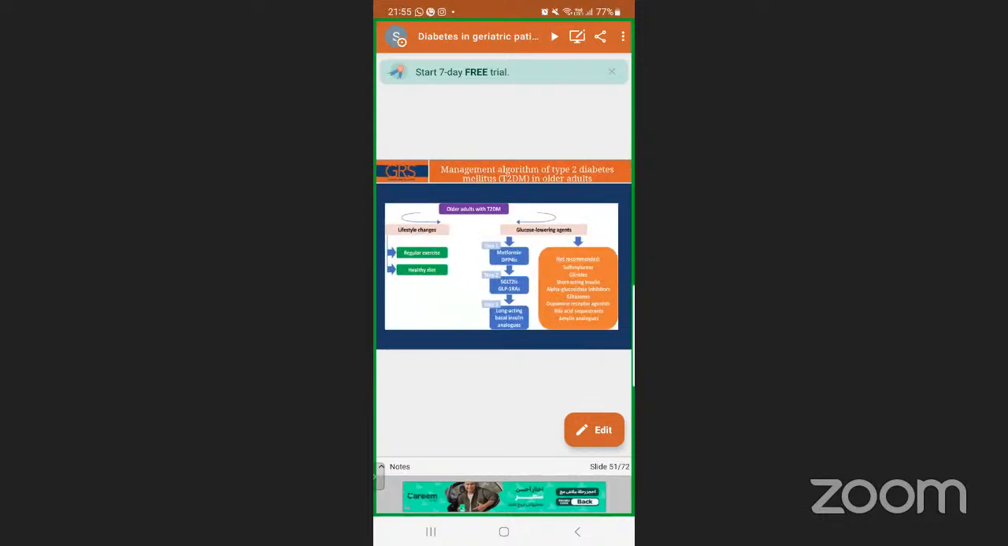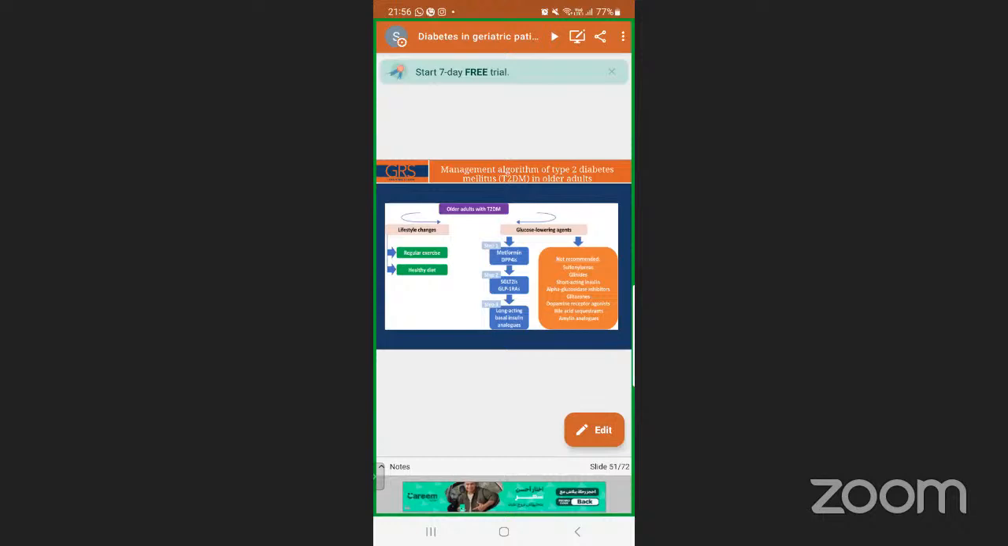And this is the algorithm for management of type 2 diabetes in older adults. We start usually with lifestyle changes, regular exercise, and a healthy diet, then glucose-lowering agents. First step, metformin, DPP-4 inhibitors. Step 2, SGLT2 inhibitors and GLP-1 receptor agonists. Step 3, long-acting basal insulin analogs.